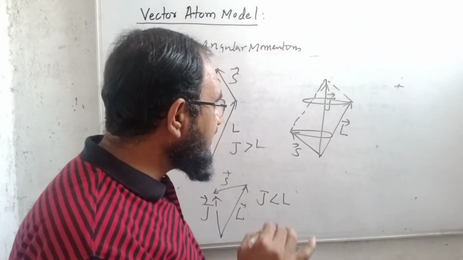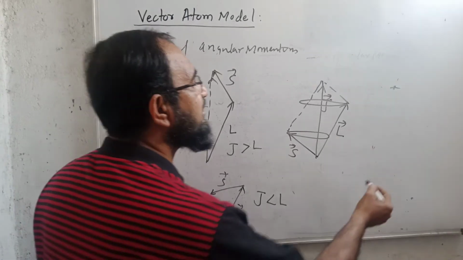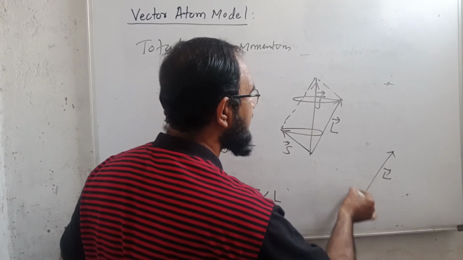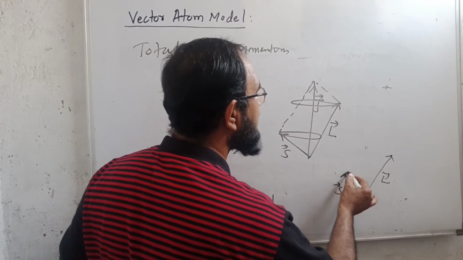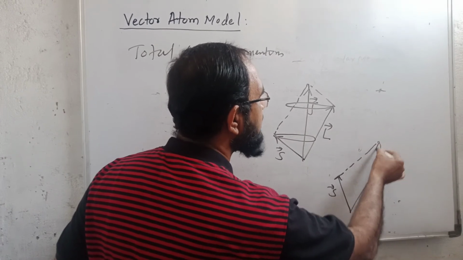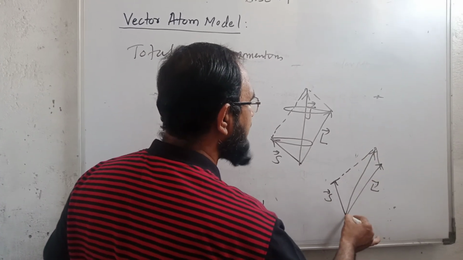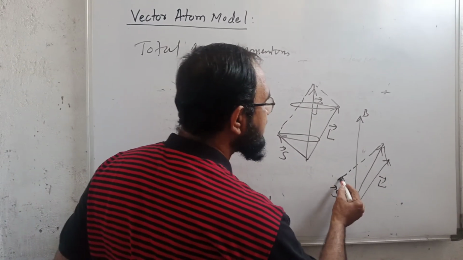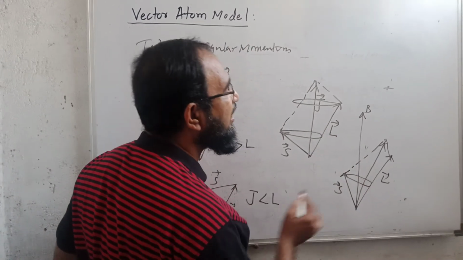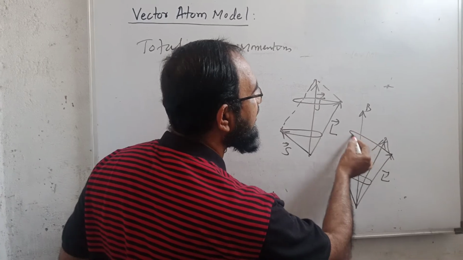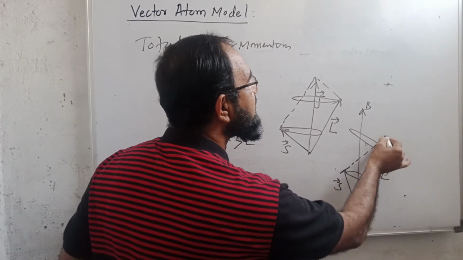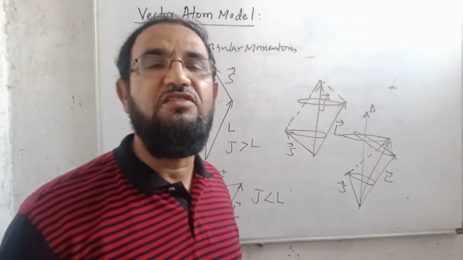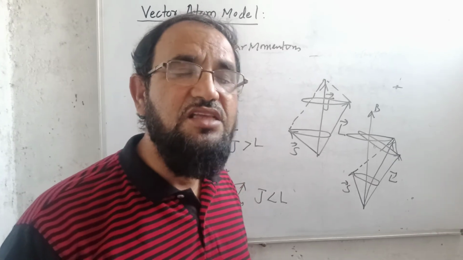Now if I apply an external magnetic field in this diagram, here is vector L, here is vector S, and the resultant of these two is along J. I am drawing a perpendicular magnetic field vector. So there is precession of S along J, precession of L along J, and precession of this resultant vector J along the external magnetic field vector B. This model is called the vector atom model.